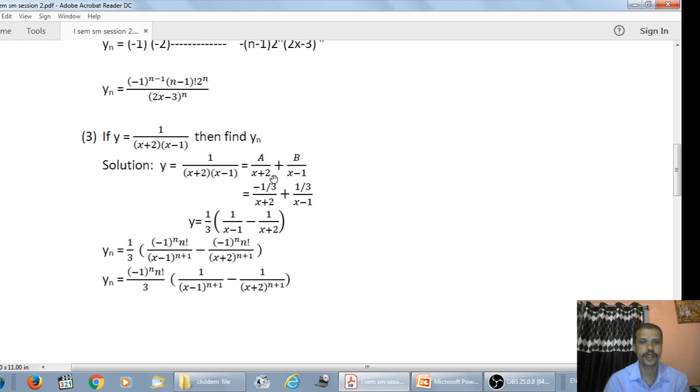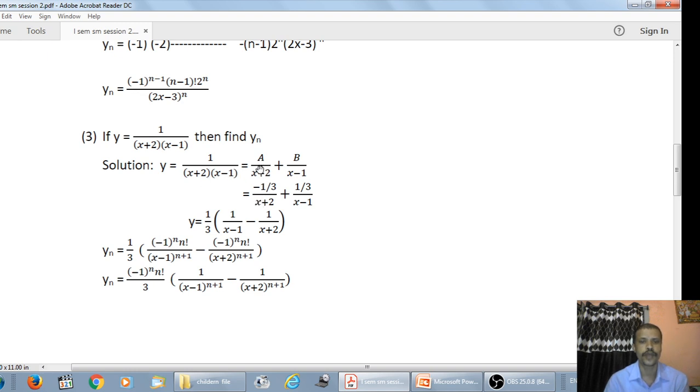Here there is a trick. By using this trick we can find A and B values directly, and this trick happens if it is the product of linear factors.